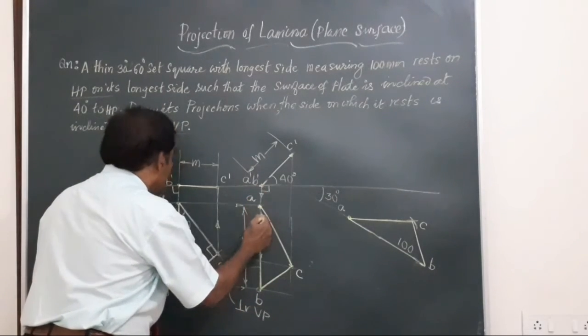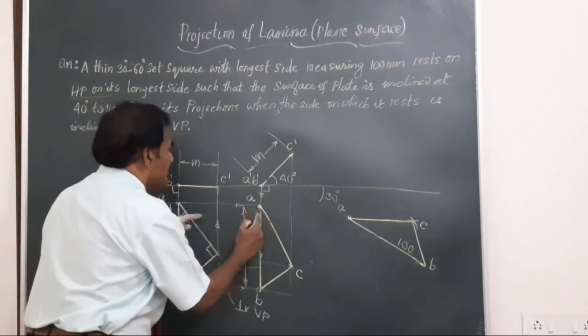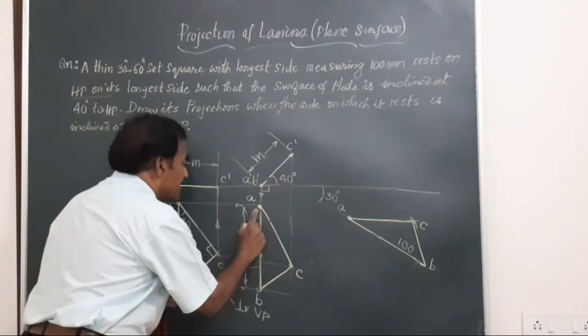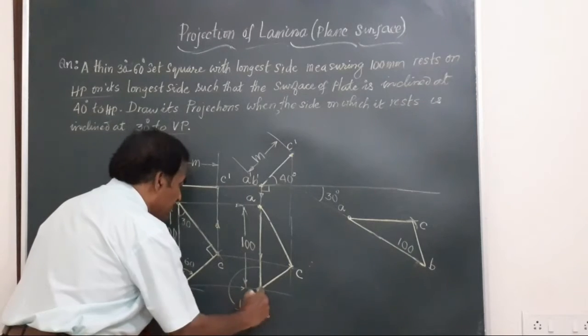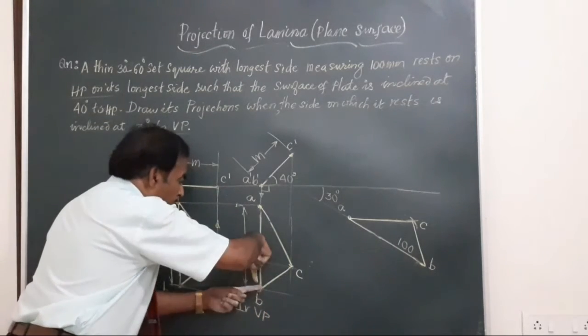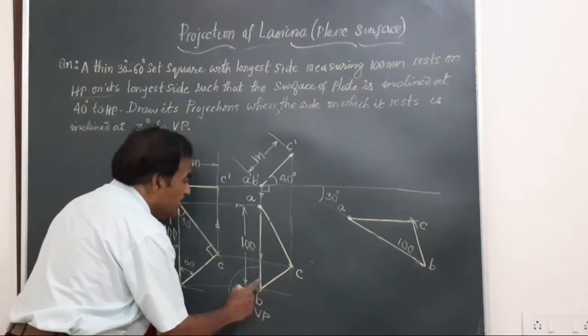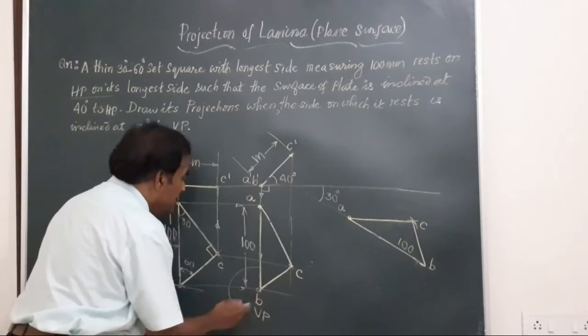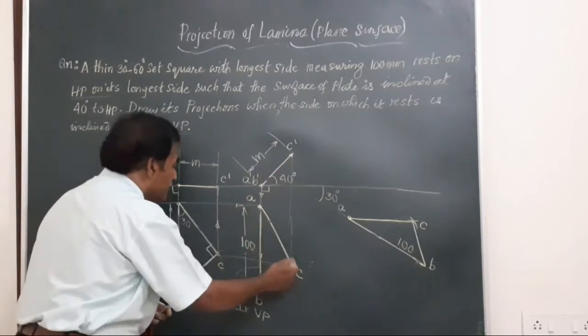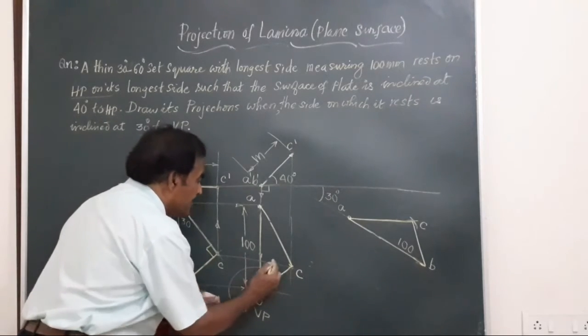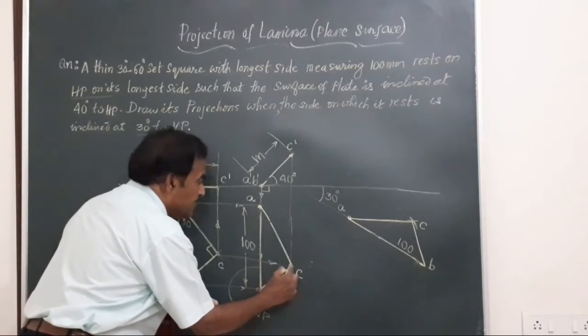Draw a vertical line from A, a horizontal line from here. The point where those two intersect is point A. Similarly, a vertical line from B you draw, a horizontal line from here. The point of intersection of these two will give you B. Now you have to obtain the point C. It is very easy. How to obtain this point C? Draw a vertical line from C, a horizontal line from here. These two intersect at this point C.